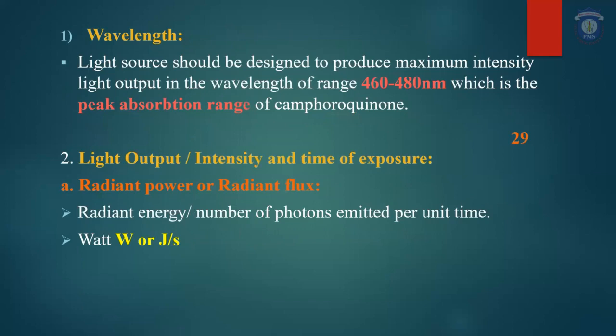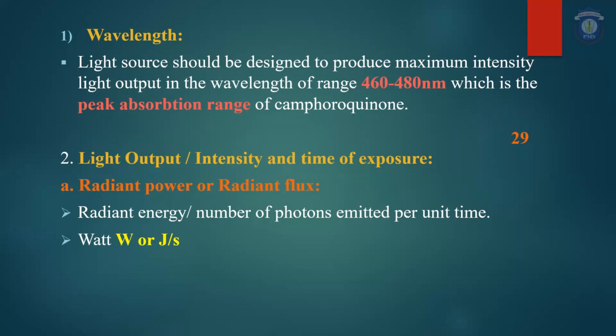Now, the wavelength should match the wavelength absorption range of the photosensitizer being used. So, if the composite manufacturers are using camphoraquinone, then the wavelength of the light curing unit, its maximum intensity, must be in the range of 460 to 480 nanometer.